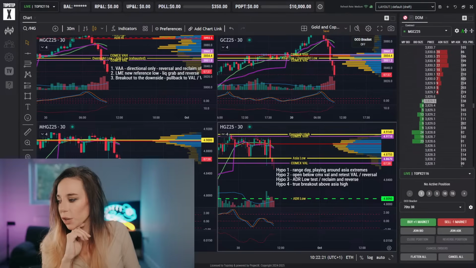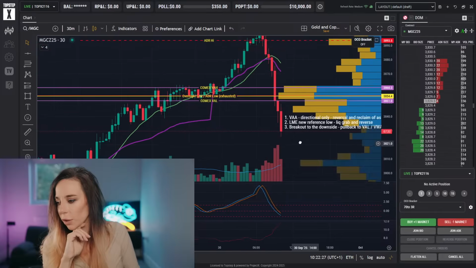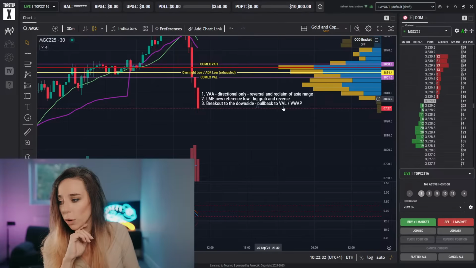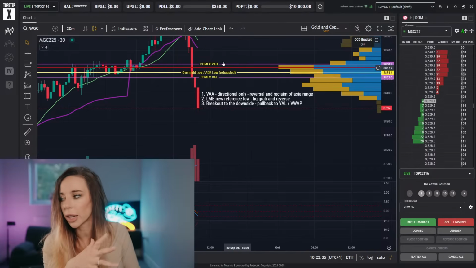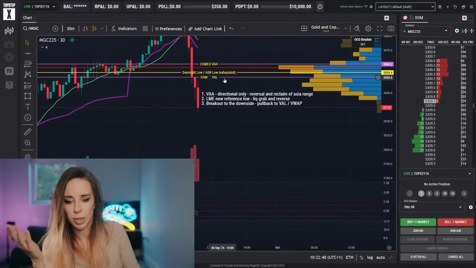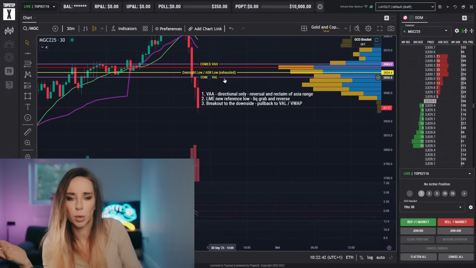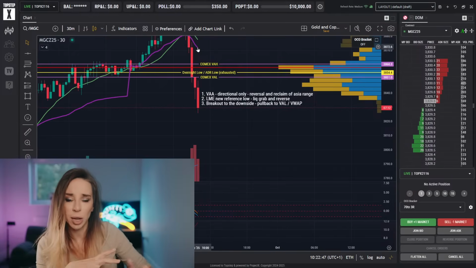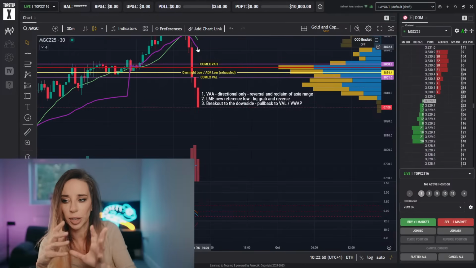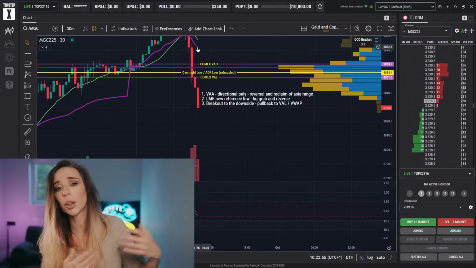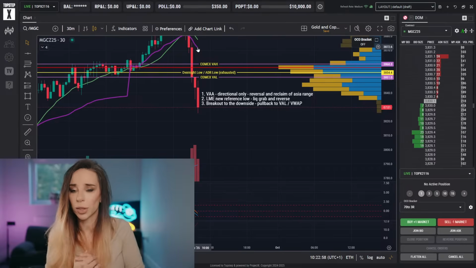Mohammed says, where would I consider sells on gold? So I talked about that in here. Breakout to the downside, pull back to value low or VWAP, because the idea is that if this carries on falling, value low is not going to move. Value low is a static thing from yesterday's trading, the distribution curve, right? So that's not going to move. But VWAP keeps going. It's a volume weighted average price. So as it falls, it gives you a new reference point. Therefore, if you're looking for a pullback to get into a short, that's what I will be looking for.